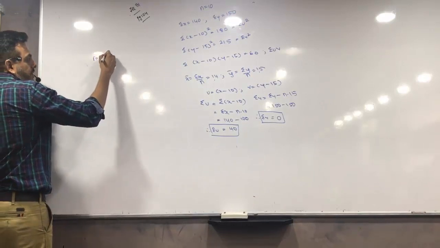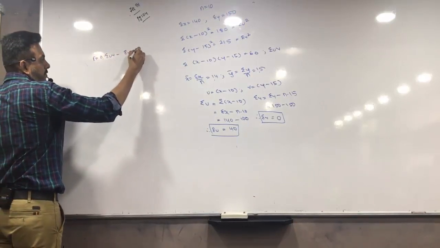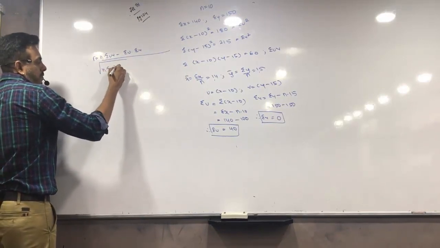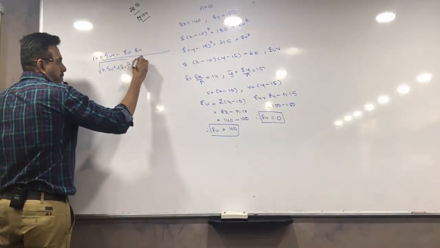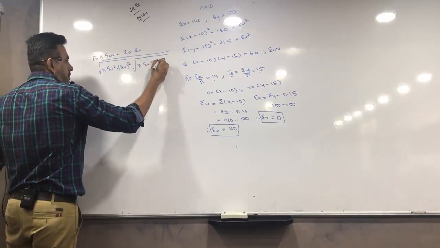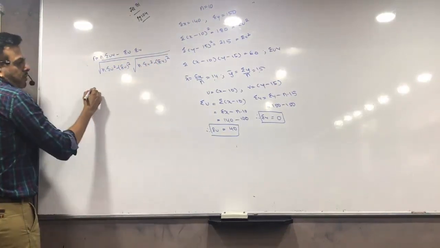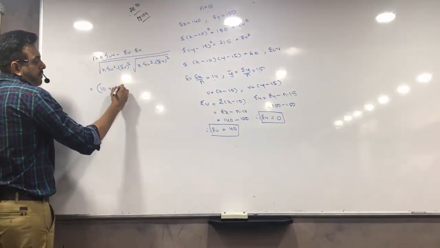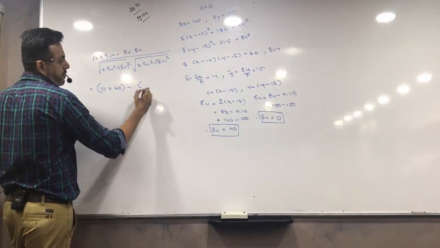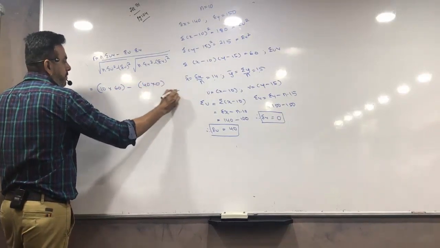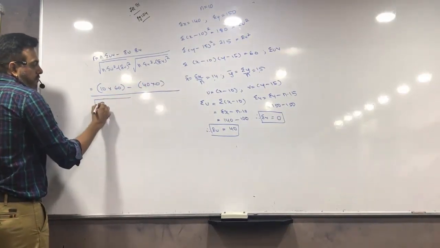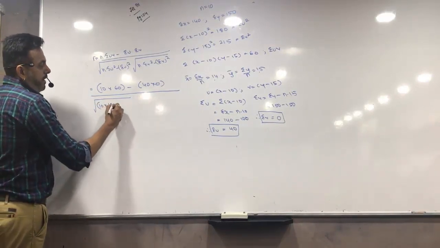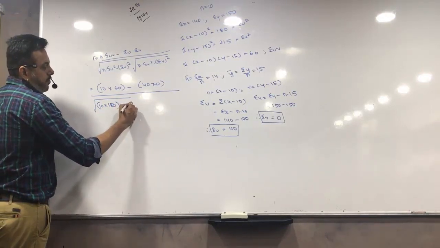R is equal to n sigma uv minus sigma u into sigma v. N is 10 into sigma uv is 60 minus sigma u into sigma v, 40 into 0 will become 0. Sigma u square, write in brackets please. Sigma u square is 180, sigma u 40 square.